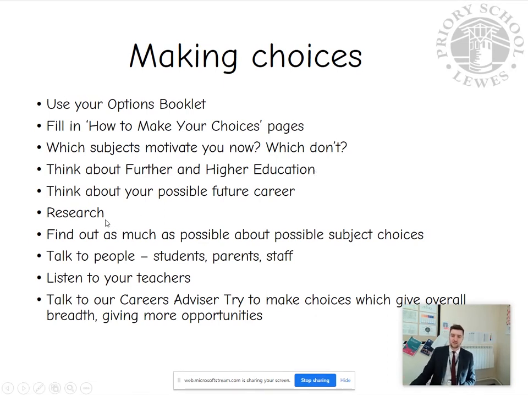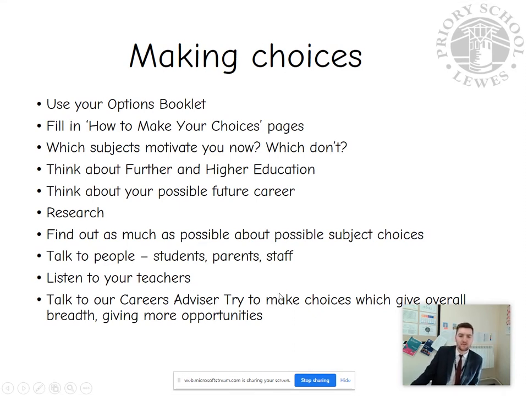Do some research, speak to the teachers, but do a bit of research yourself. Find out as much as possible about those subject choices. In the options booklet, there is a page for every subject, but perhaps speak to others that have done it. If you've got siblings or relatives, you can ask a cousin, oh, what is GCSE Classics like, for example. Like I said, talk to pretty much everyone: staff, parents, other students. Listen to your teachers. If your teacher says, I'm not sure this is for you, press them on that, say why, have a discussion about it.